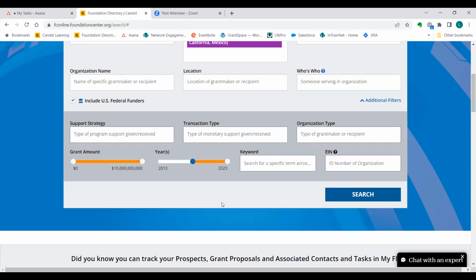And I do this because foundations come and go. Some of them that may show up in your search are no longer operating, or maybe they've changed their priorities, or maybe they're just not as active in giving as they were at one time. So I try to get the most recent information, and to do that, you can use this year slider here and set it for the last 10 years or even the last 5 years.